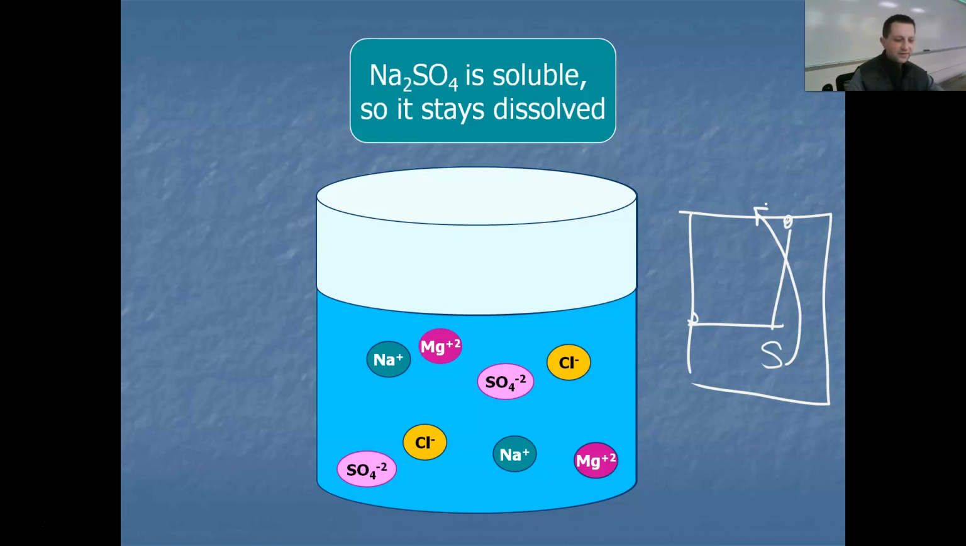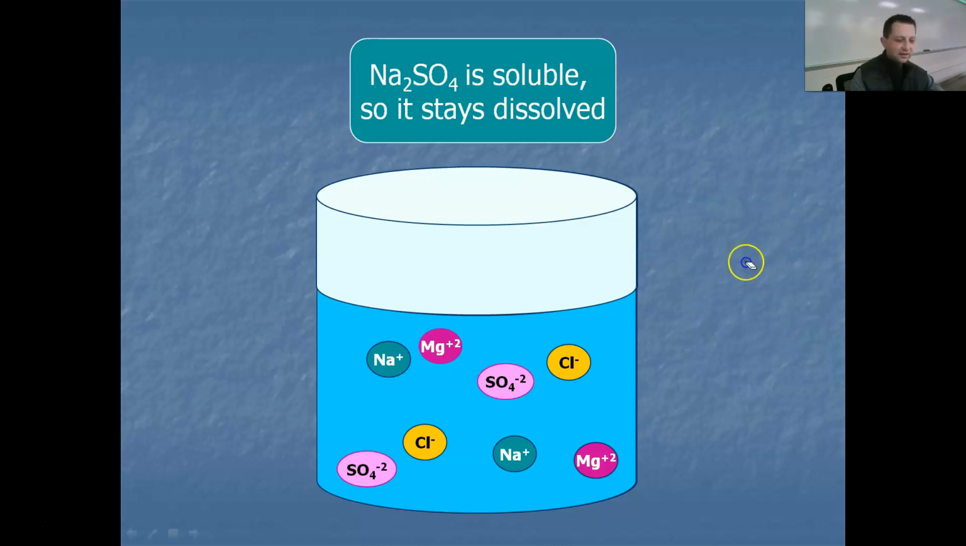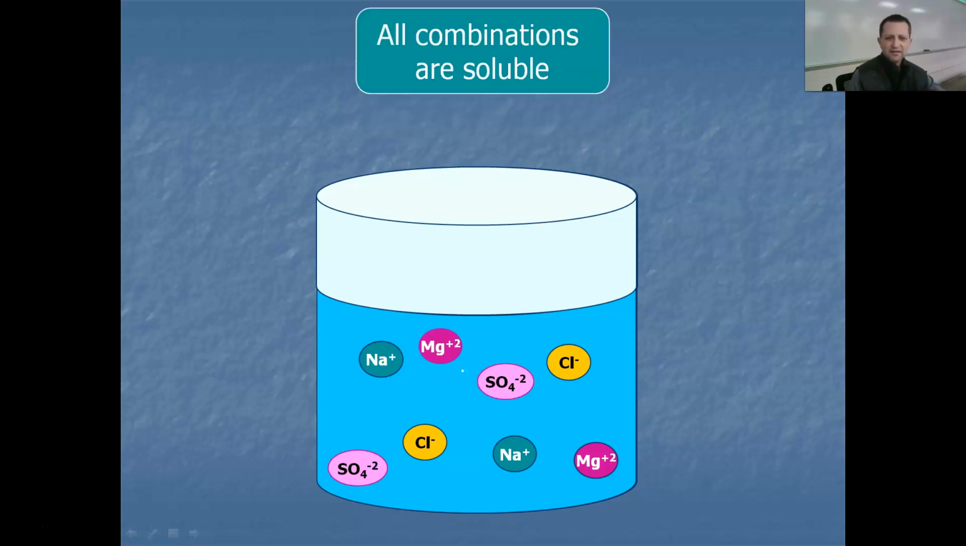So we went through every single combination in this container here. If you're in the double replacement lab, or you're just doing any sort of worksheet or homework or test or quiz, all you end up with here is a beaker of ions. Nothing wants to come together. So you have all these ions floating around, bopping around, just doing their thing, and that's it. So all combinations are soluble.